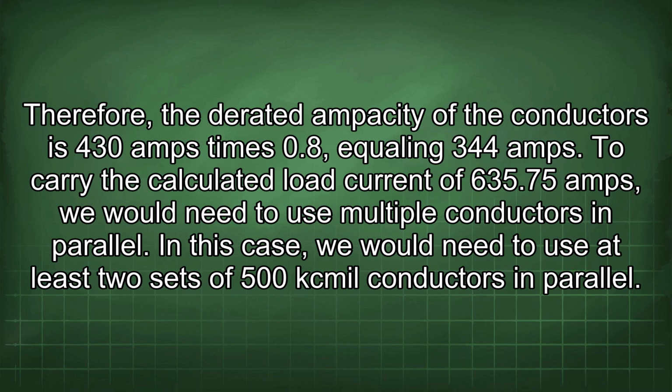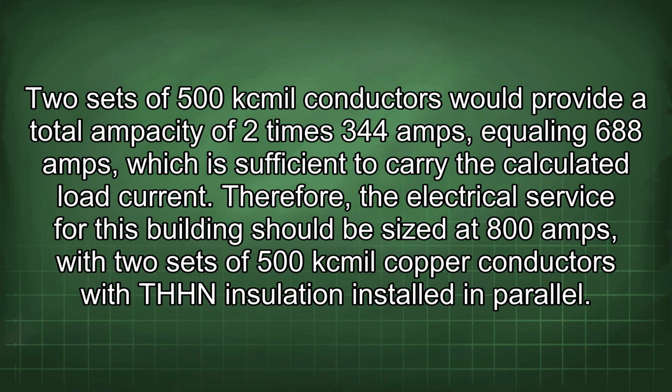To carry the calculated load current of 635.75 amps, we would need to use multiple conductors in parallel. In this case, we would need to use at least 2 sets of 500 kcmil conductors in parallel. 2 sets of 500 kcmil conductors would provide a total ampacity of 2 times 344 amps, equaling 688 amps, which is sufficient to carry the calculated load current. Therefore, the electrical service for this building should be sized at 800 amps, with 2 sets of 500 kcmil copper conductors with THHN insulation installed in parallel.